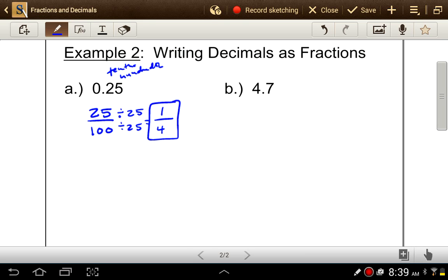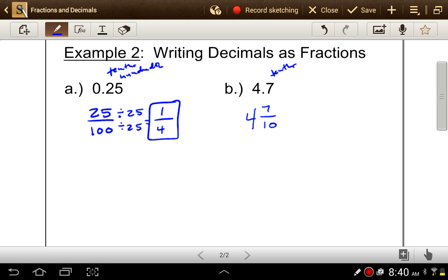Okay, for B, this fraction is going to be a mixed number because I have a whole amount and then I have my fraction amount of 0.7. So I'm going to have a mixed number when I do this. So what I'm going to do is I'm going to kind of ignore the 4 for now. I'm going to put that as my whole number, 4. Now 7, this is in the tenths place, so that's 7 tenths. So 4 and 7 tenths.